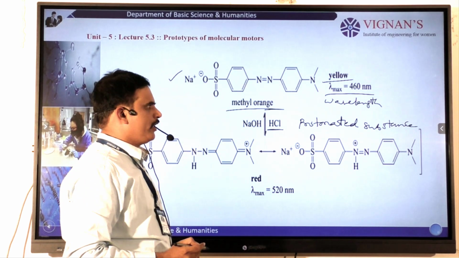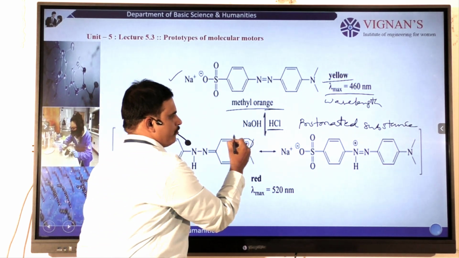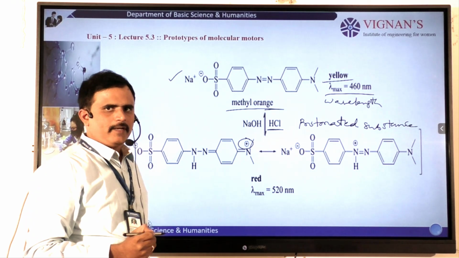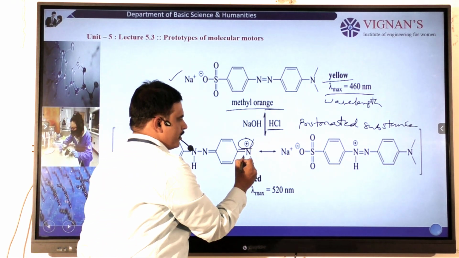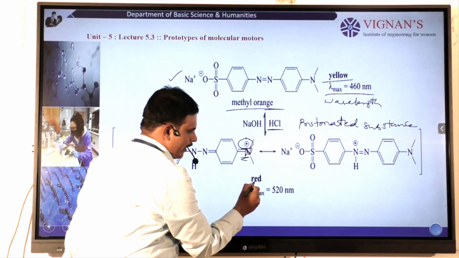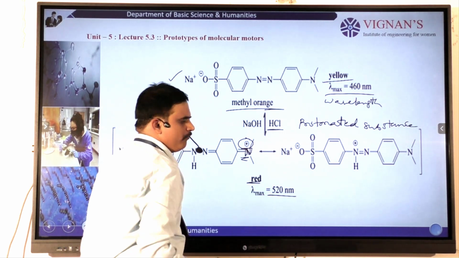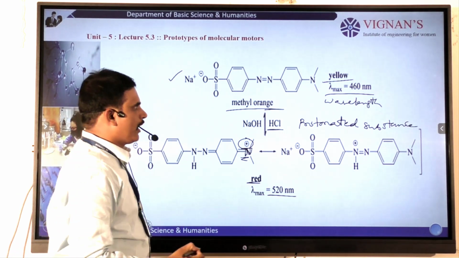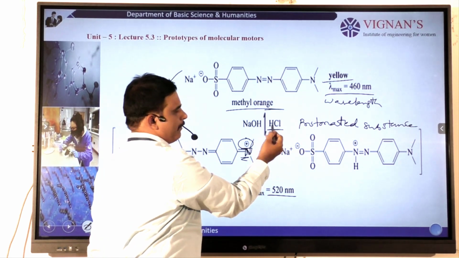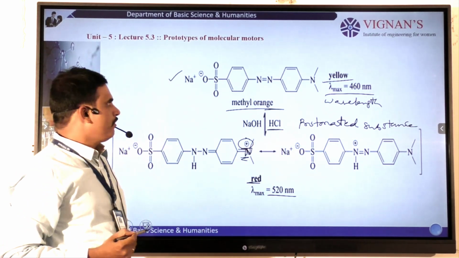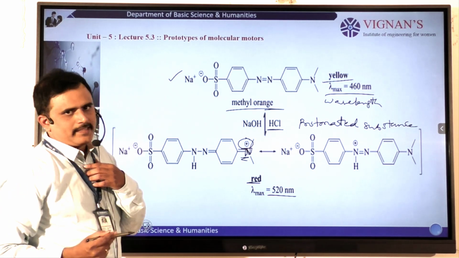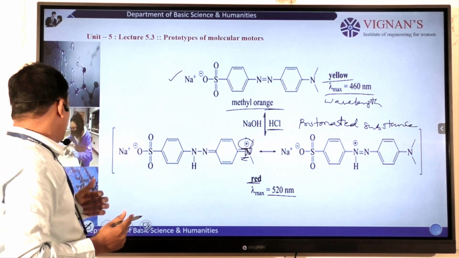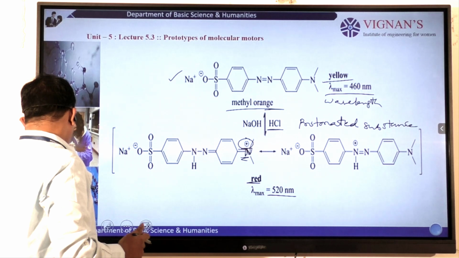So in this protonated form, what happens? A positive charge will be developed. Because of this positive charge on this nitrogen, we observe a red color with a wavelength of 520 nanometers. So the color shifts from yellow to red when the medium of the substance changes. That's why we consider this an acid-base molecular shuttle. Now see how to draw this methyl orange structure.